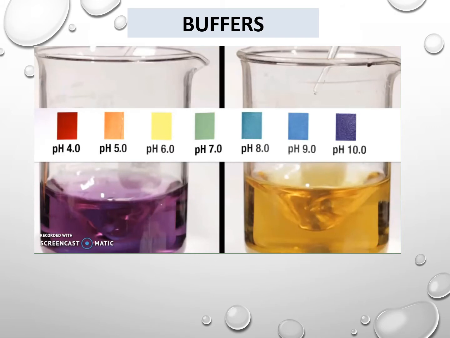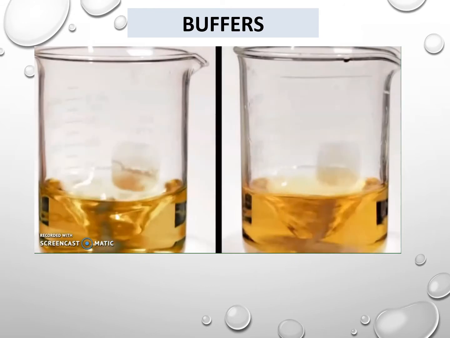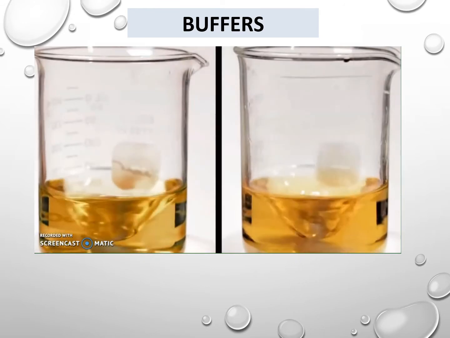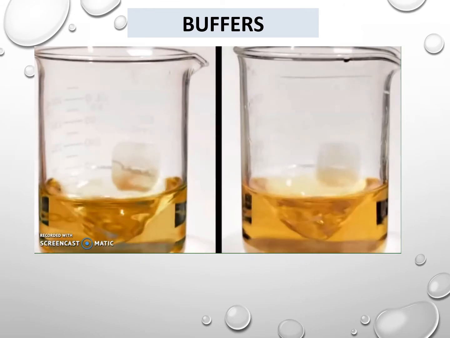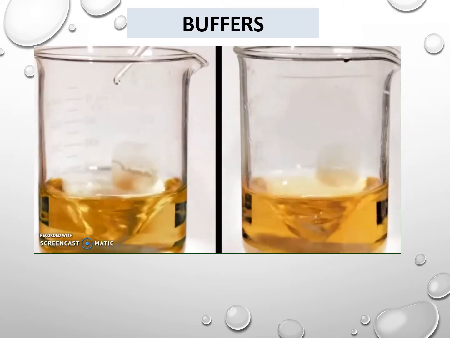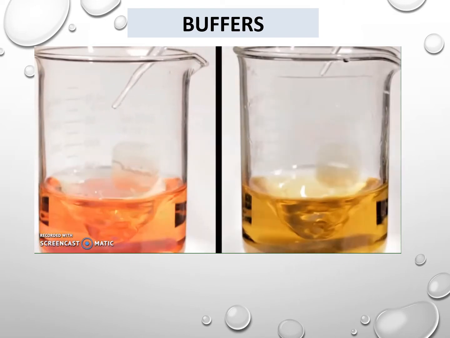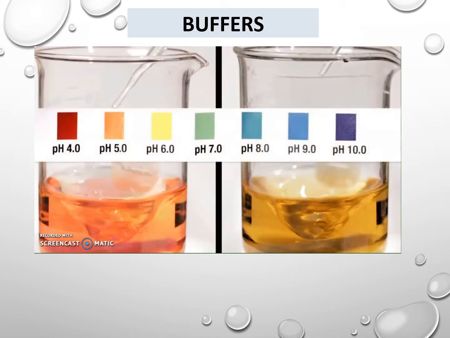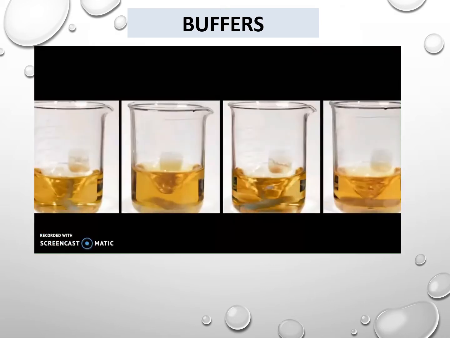Let us restart. Here are the same two starting solutions A and B with the same indicator, but this time concentrated hydrochloric acid, a strong acid, is added to each solution. It only took one drop of strong acid to dramatically lower the pH of solution A, but the pH of the other solution B has not changed.